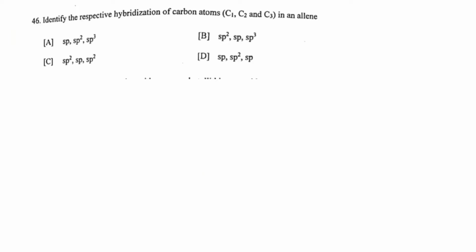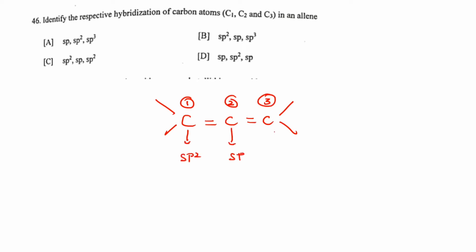In next question, same allene question. Okay, identify the respective hybridization of carbon atom in C1, C2, C3 for allenes. What is allene? I discussed already. What is allenes? The compound containing cumulative diene with the even number of double bond, right? Therefore, carbon, carbon, carbon, carbon. Okay. Now this is the first carbon. This is the second one. This is third one. We know this is which hybridization? sp2. This is sp. This is sp2. Then what is the answer? Should be sp2, sp, sp.